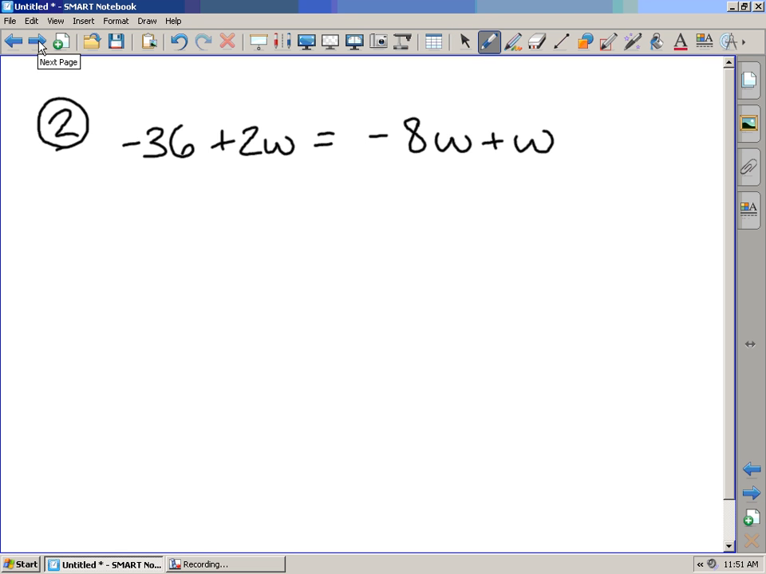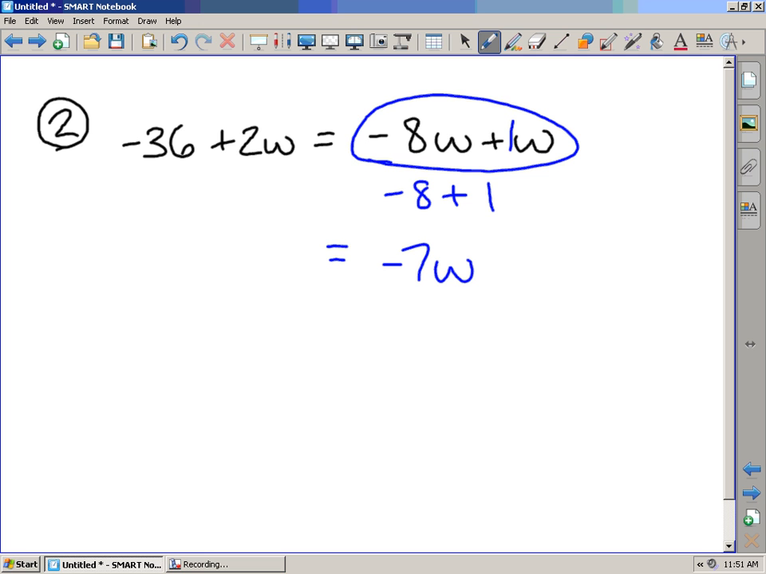Number 2. Again, we start by collecting like terms. We have like terms on the right side. Negative 8 plus 1, that's 1w. We get negative 7w. On the left side, there are no like terms to collect. Negative 36 and 2w are not like terms. So now we're at the step where we want to put all the variables on one side and all the constants on the other.